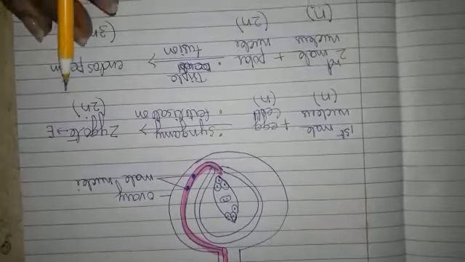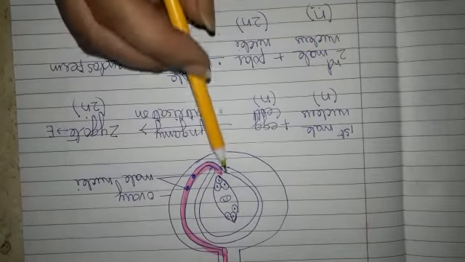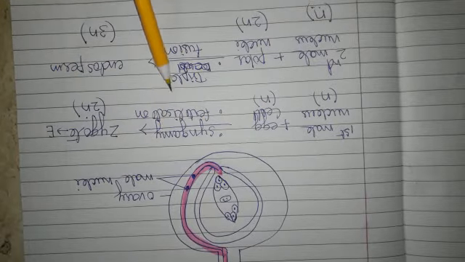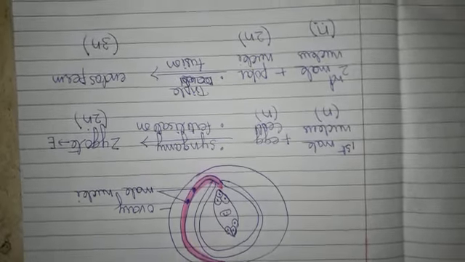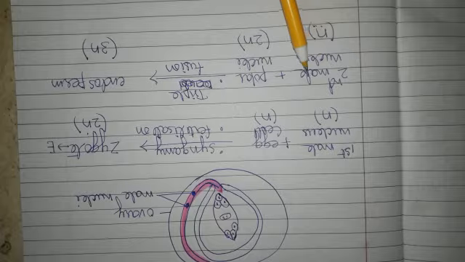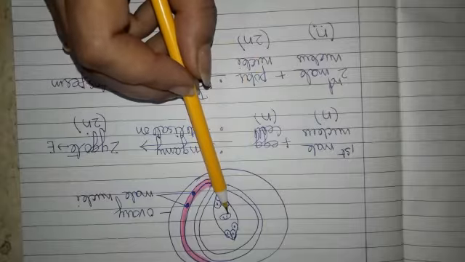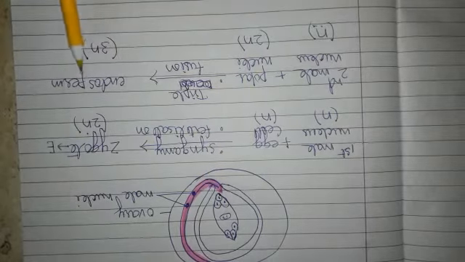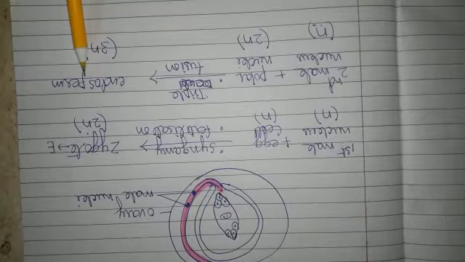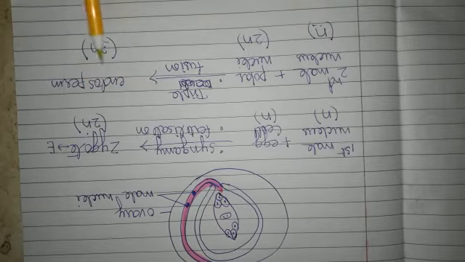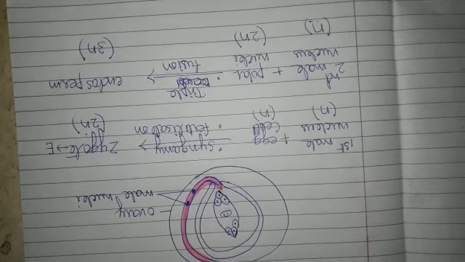Now, the first male nucleus fuses with the egg cell and it results in the formation of zygote. The process is called syngamy or fertilization. The next step, second male nucleus fuses with the polar or the secondary nucleus and it results in the formation of endosperm. Endosperm is a nutritive tissue which provides nutrition to the developing zygote, and this process of fusion of second male nucleus with polar nuclei is called triple fusion.